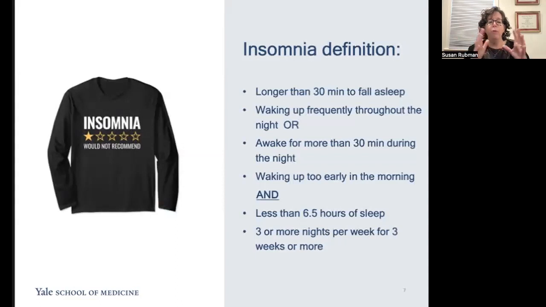So whether they wake up frequently and in the aggregate are awake for longer than 30 minutes, there's a recognition that there is disruption of sleep during the night, or they may wake up too early in the morning. And all of these must occur in the context of getting less than 6.5 hours of sleep per night. This also must occur 3 or more nights per week for 3 weeks or more.